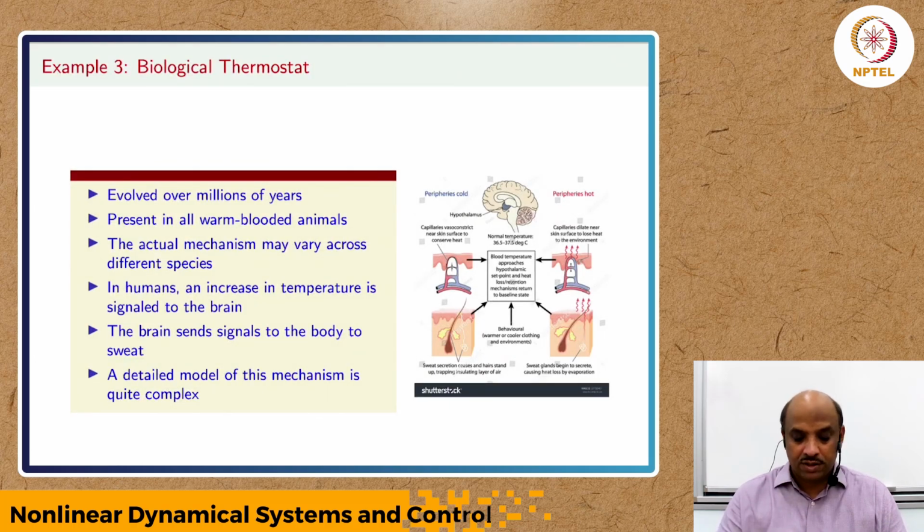The third example is not man-made. It's something that we find everywhere in warm-blooded animals. Even human beings have this particular system inbuilt. This system evolved over millions of years, and what I'm talking about is how our body controls its temperature at a particular number. We all believe that the average temperature has to be around 98.4 degrees Fahrenheit or 37 degrees centigrade. So how does our body do it?